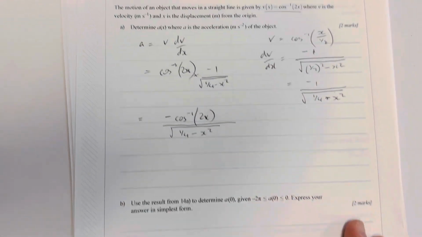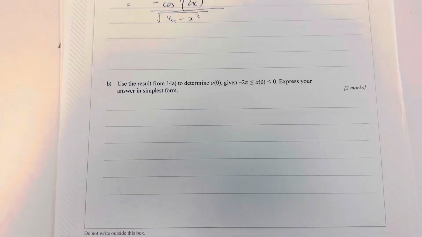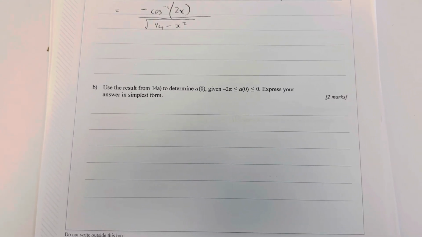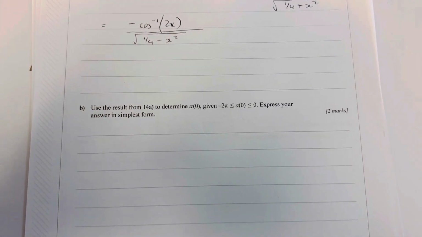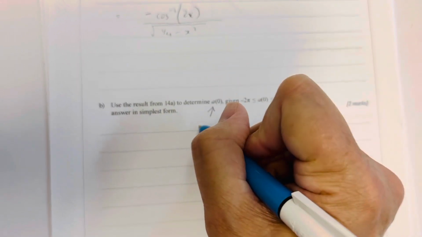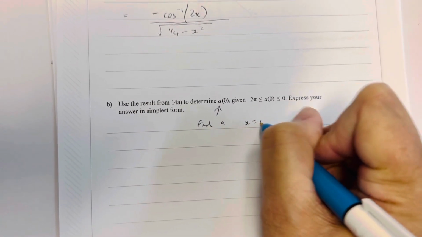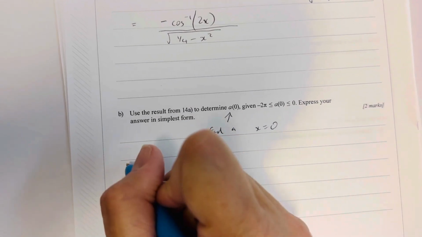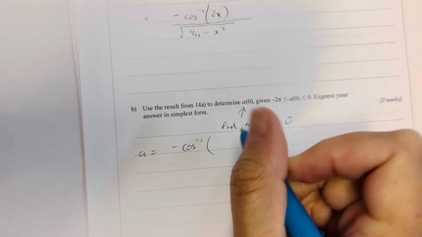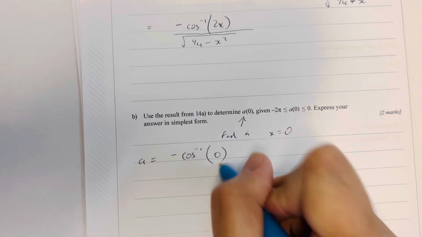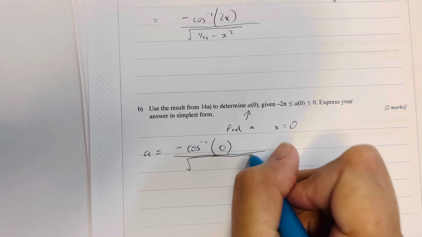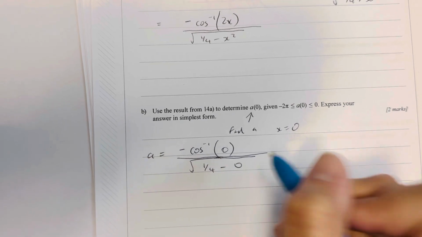Part B says use this result from 14a to determine a0, given that a0 is between negative 2 pi and 0. Express your answer in simplest form. So a0 means we want to find a when x is 0. So I'm going to come here and go negative cos to the negative 1 of 2 times 0, which is just going to be 0, over the square root of a quarter minus 0.